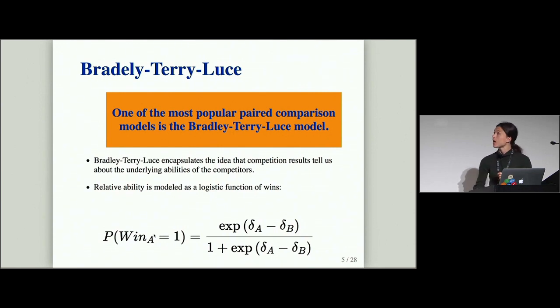We see the probability of competitor A winning is expressed in this exponential form. And you'll notice that this model all comes down to the differences between those abilities. So if I know the difference, that's all I need to know to estimate the likelihood that one competitor is going to win over the other. So that's the basic strategy with these paired comparison models.